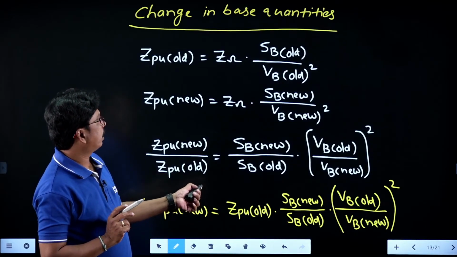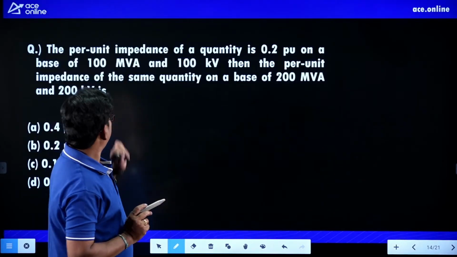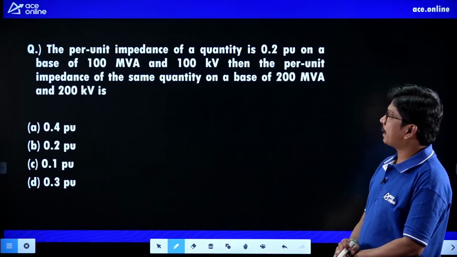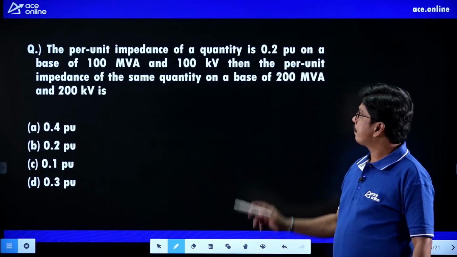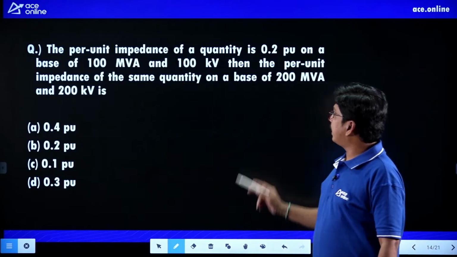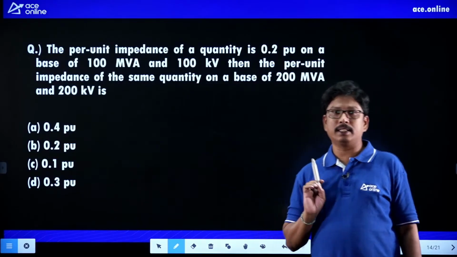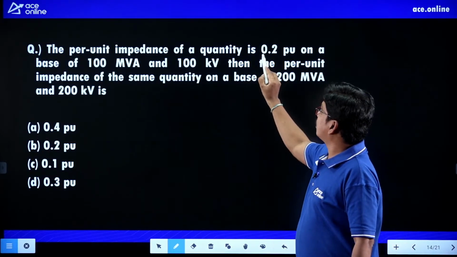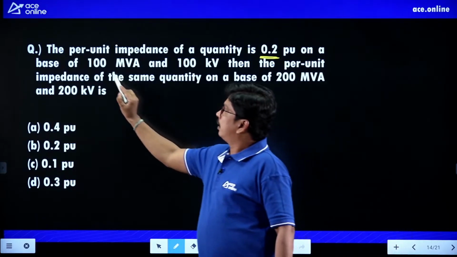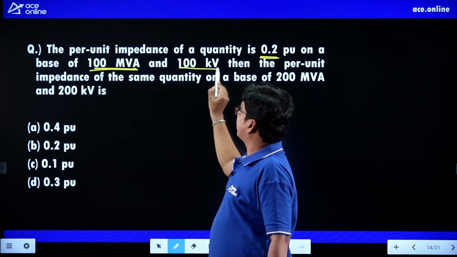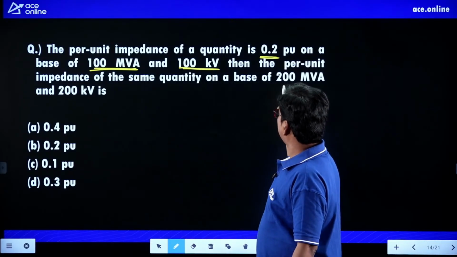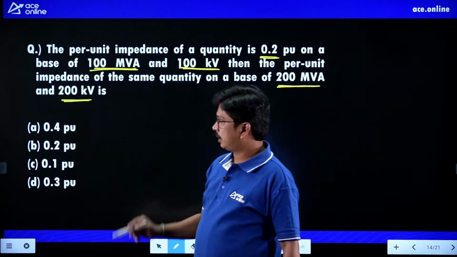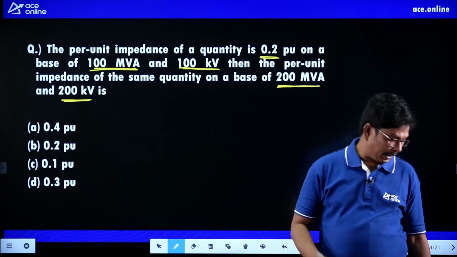So try to solve this problem. The per unit impedance of a quantity is 0.2 per unit on a base of 100 MVA and 100 kilovolts. Then the per unit impedance of the same quantity on a base of 200 MVA and 200 kilovolts is? So what is that value? Try to calculate this one. This is the old per unit value they have given, on a base of 100 MVA, old MVA, and 100 kilovolts is the old voltage. And they are changing that to new MVA, 200 MVA, and new kilovolts, 200 kilovolts. Then what is the per unit value of the quantity? Now, try to calculate it.